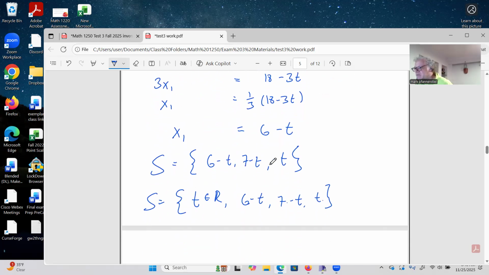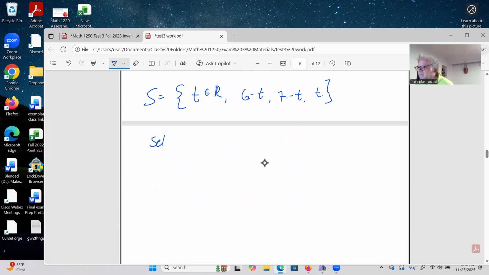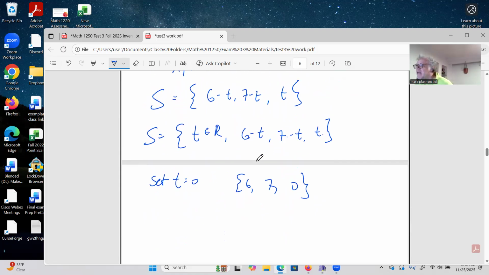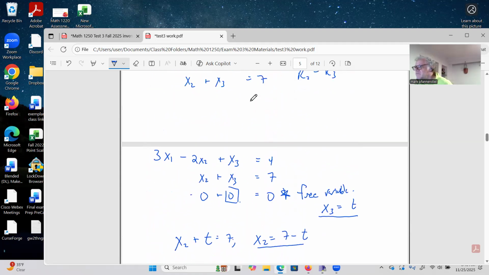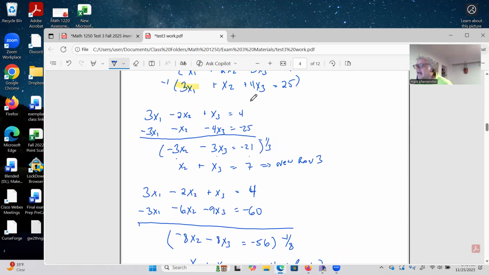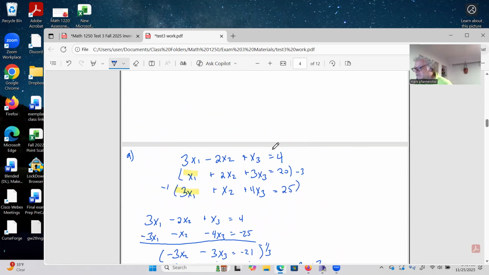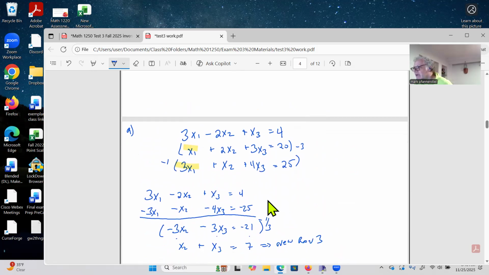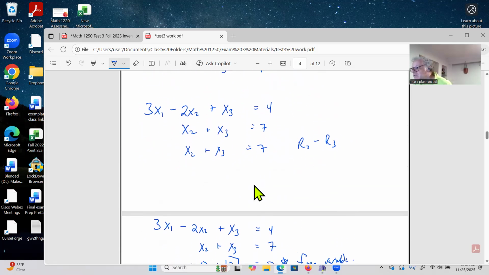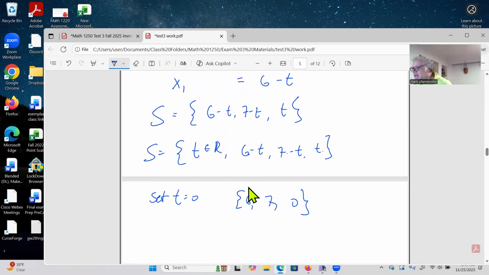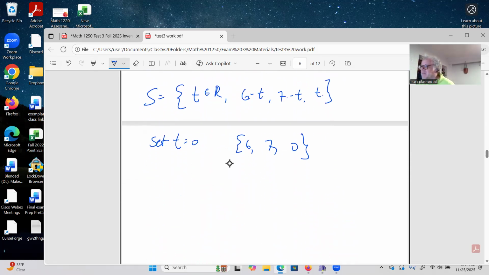So if I set t equal to 0, okay, we're going to get the answer of 6, 7, 0. Okay, and we could go ahead and plug that into the initial original equations and see if it actually works and if I get true answers for all of what's going on here. Okay, and that's pretty much what you would do with all of this. Okay, so that's how you solve one of these problems.